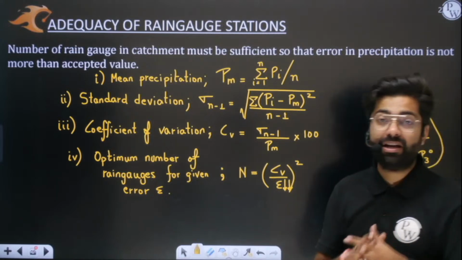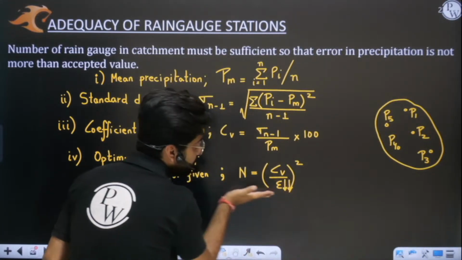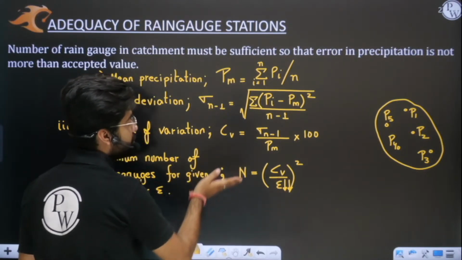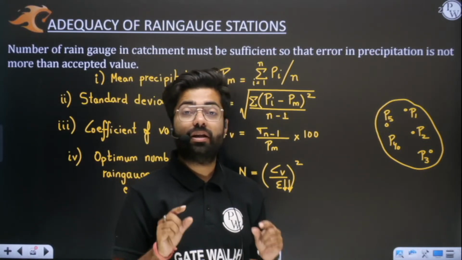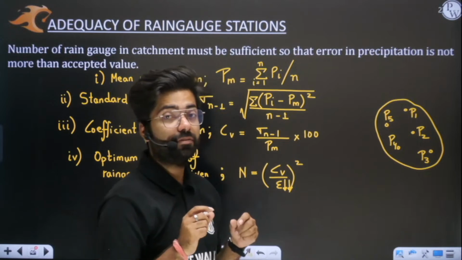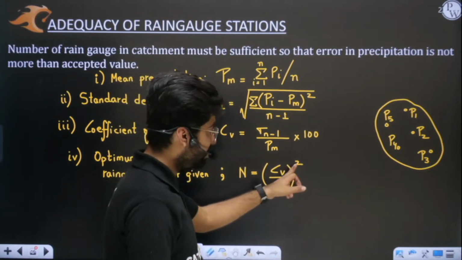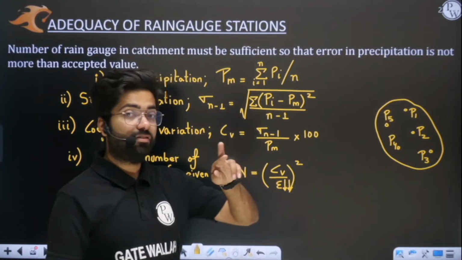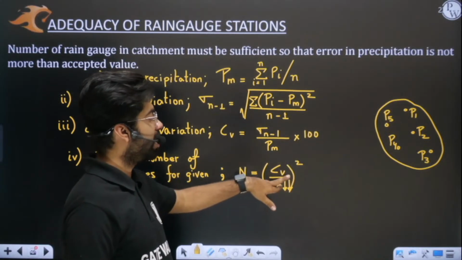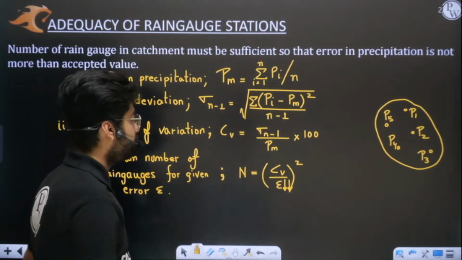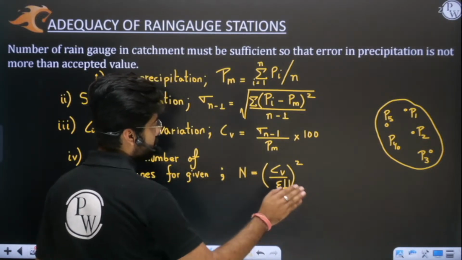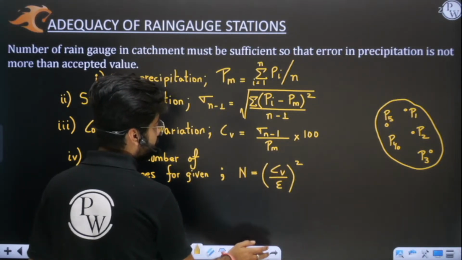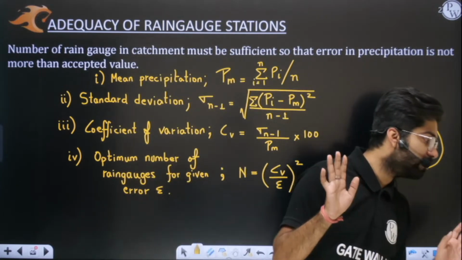If we want to reduce the error, then obviously the number of rain gauges will be more. Listen very carefully, it should not be just more, it should be very, very more. Why? Because here we have a square. If you reduce the error by half, then the number of rain gauges required will be 4 times more, because half squared gives 4 times. Yes or no? I hope this is clear to you. Simple logic.